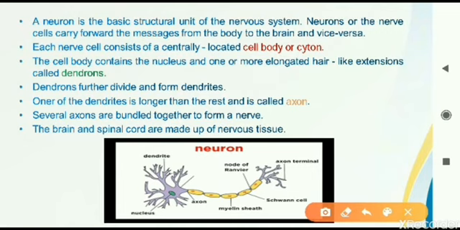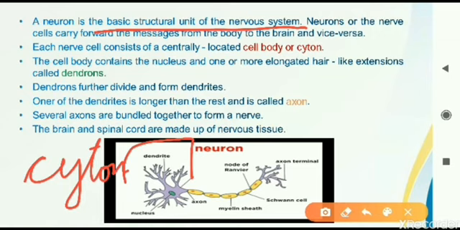So what is a nerve cell? The nerve cell is the basic unit of the nervous system. The smallest unit of the nervous system is the nerve cell. And if we study the structure of the nerve cell, it can be divided into three major parts. The first part of the nerve cell is called the cell body, or cyton. So every nerve cell's first part is called the cyton.